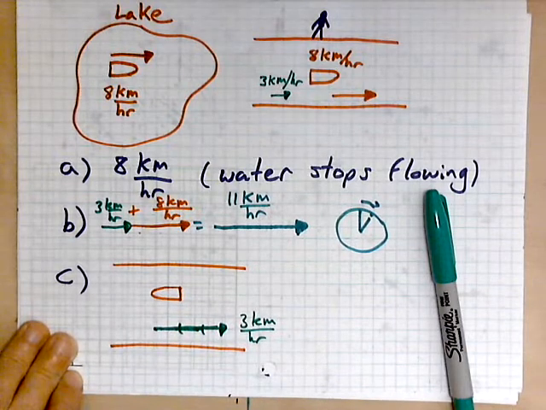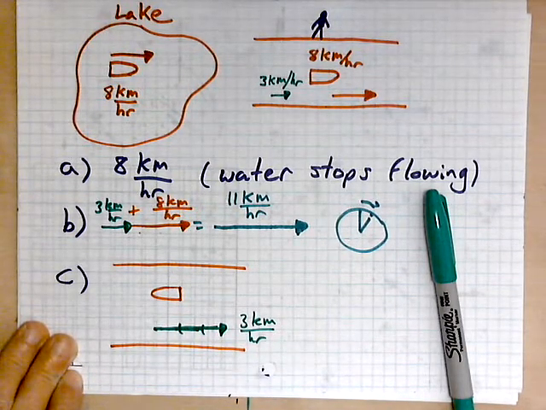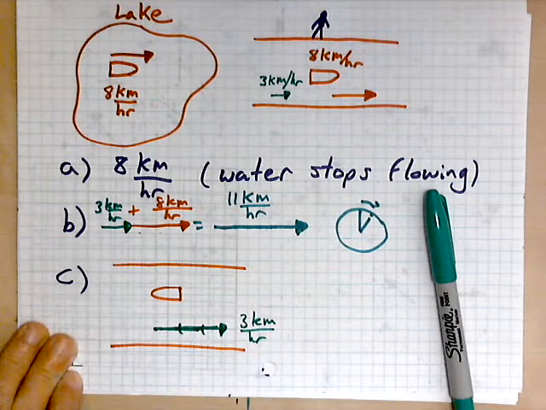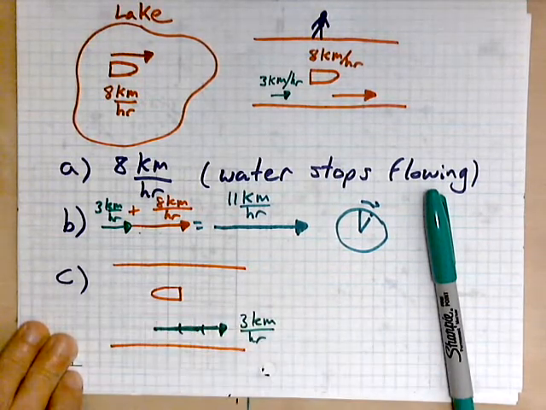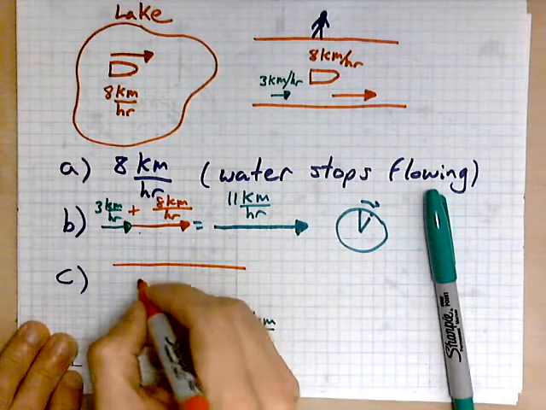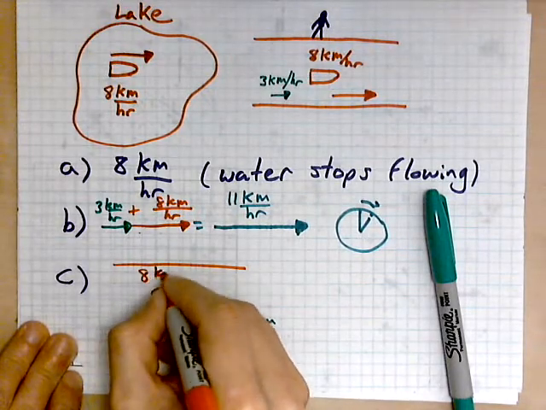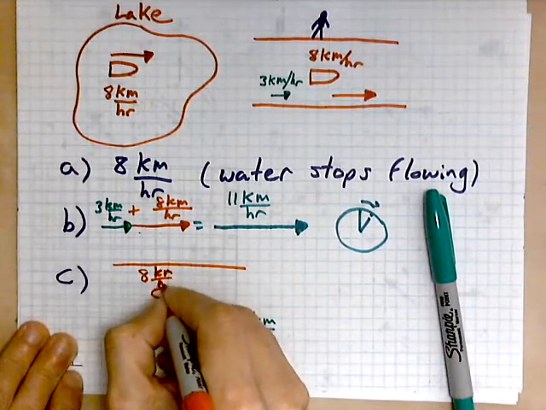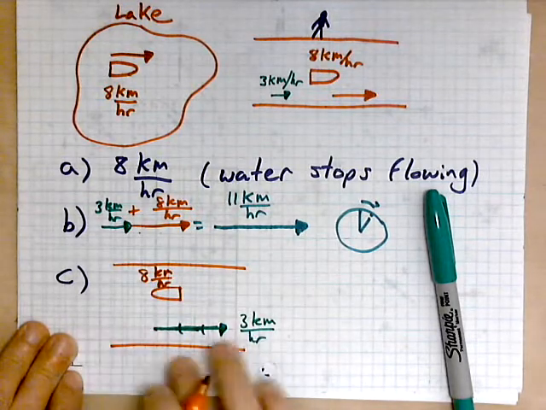And the velocity of the boat is 8. Okay, but in the opposite direction, so to speak. So we have 8 kilometers per hour, but upstream rather than downstream.